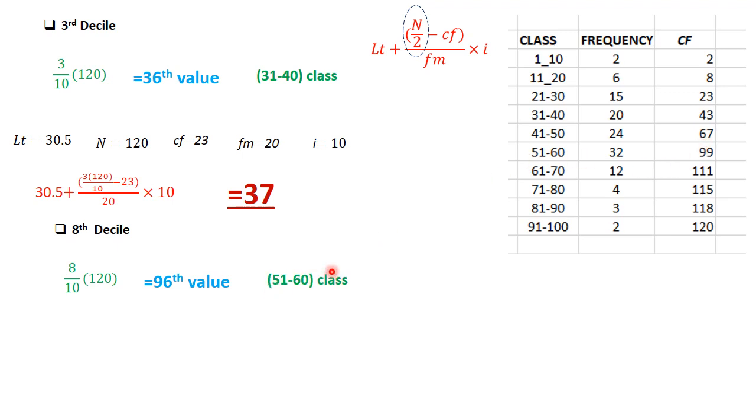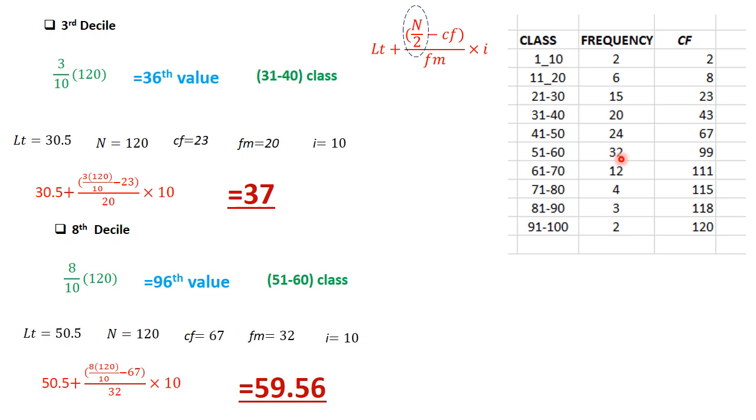This one defines our LT, our CF, and FM. The lower true class limit, that is our LT, will be 50.5 because it's 51 minus 0.5. The N will be 120. The cumulative frequency just before the 8th decile class, CF, is 67. Why? The class is 51 to 60, and the cumulative frequency just before that is 67. Again, the frequency of that particular class is 32. And the class width is 10. Put the values in the formula and operate. You get 59.56. And that's it.